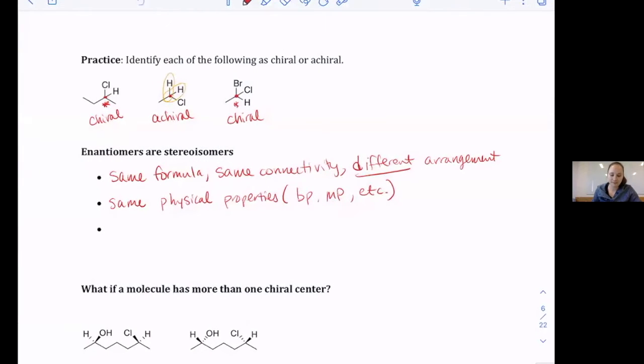And we're back. The last thing that we're going to talk about is a property. If they have the same physical properties, then how do you tell them apart? Well, they have different interactions with plane polarized light.